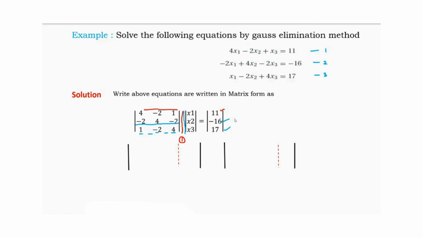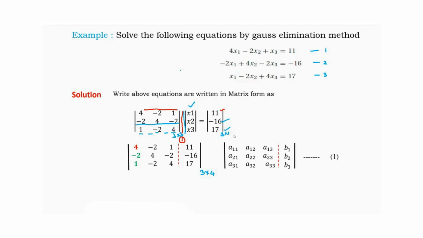Once you have written this in matrix form, what do we have to do? Our aim is to find the values of the unknown variables, that is x1, x2, x3. For simplicity of computations, we are not bringing x1, x2, x3 into the picture, so we are not writing them. Initially this is a 3 by 3 matrix, and this is a 3 by 1 matrix. So I have converted this into a 3 by 4 matrix for simplicity of computations.